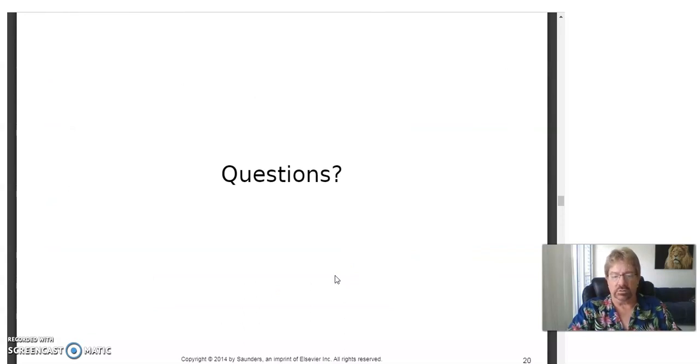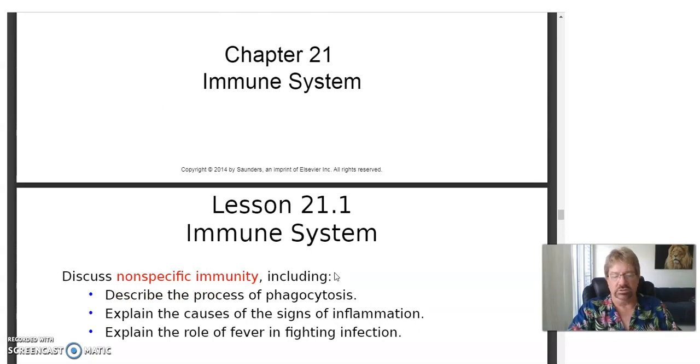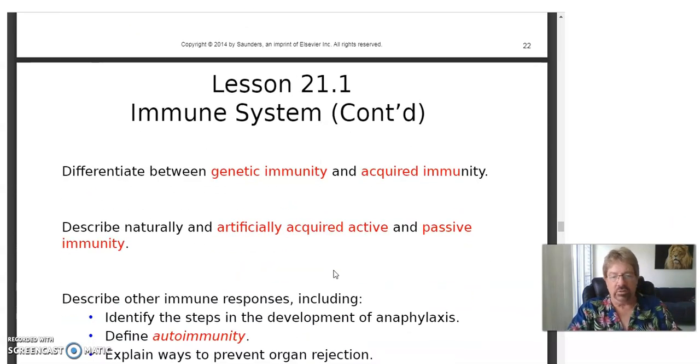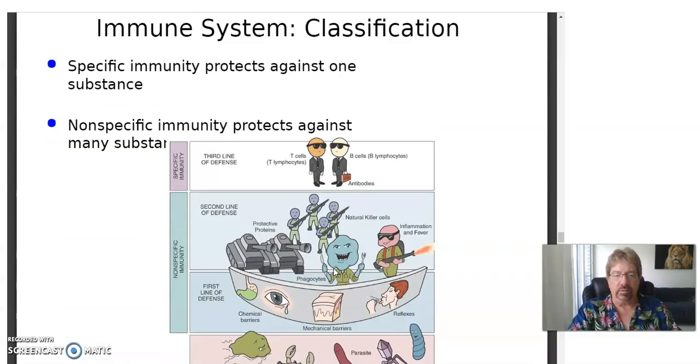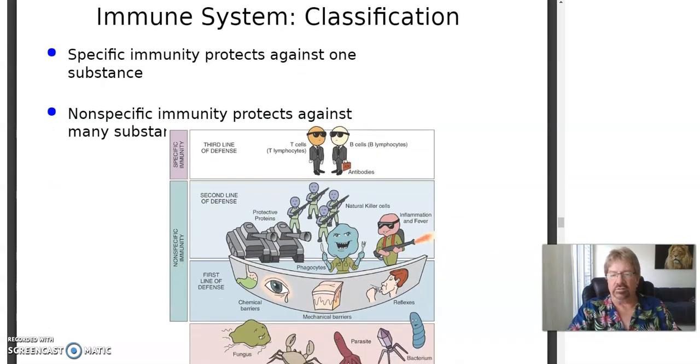Finished. All right. But that's only part of it, guys, and the next part is really complicated. We'll only get part way into this. The immune system. The immune system, guys, is of very great interest to me, and it has a massive job to do in the body. Specific immunity protects against one substance. Nonspecific immunity protects against many substances.